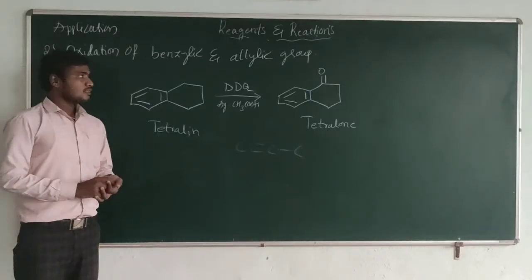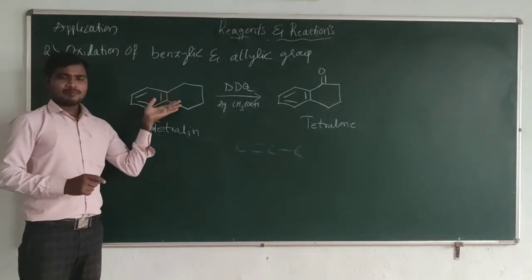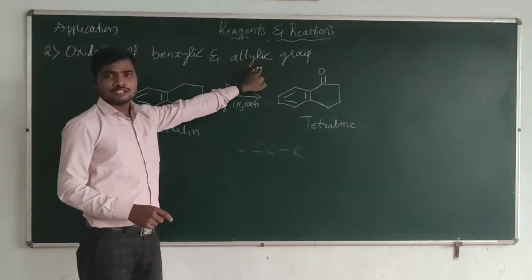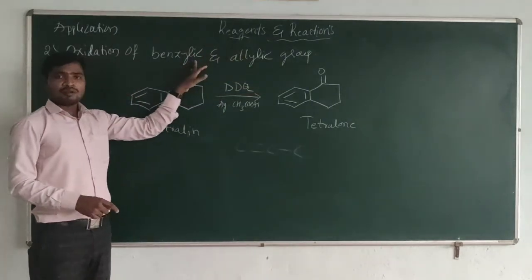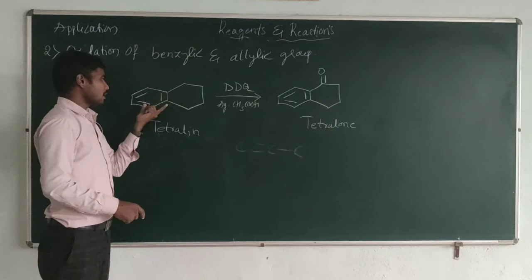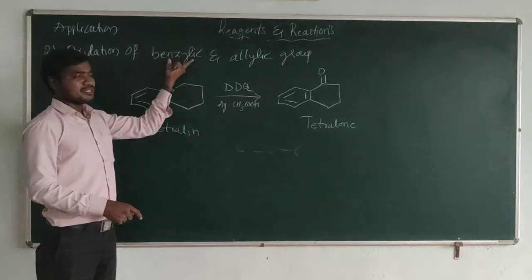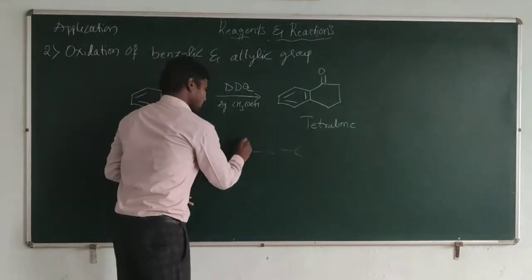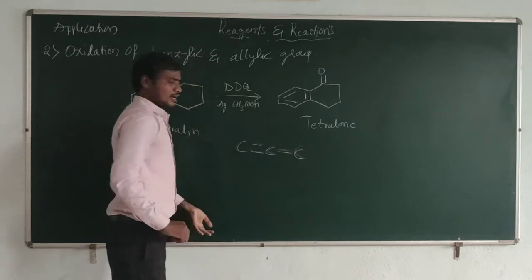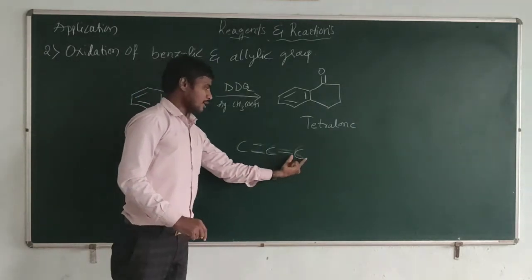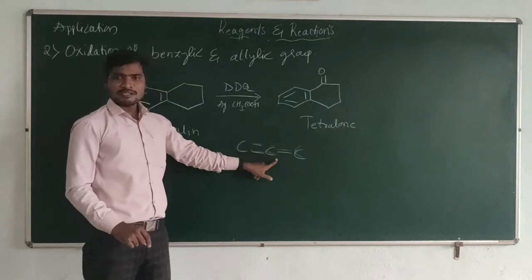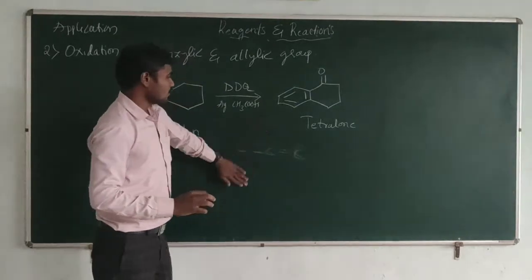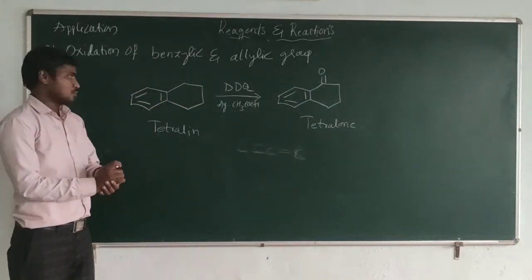Now, the second application of DDQ is the oxidation of benzylic and allylic groups. A benzylic carbon atom means the carbon neighboring the benzene ring, which we call a benzylic carbon atom or benzylic group. An allylic group means an aliphatic carbon atom, the carbon atom neighboring the C double bond C. So that is the oxidation of benzylic or allylic groups.